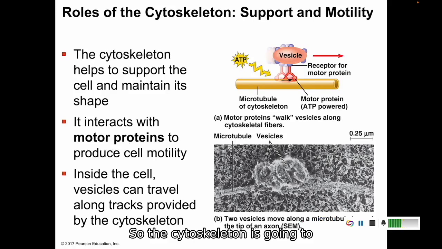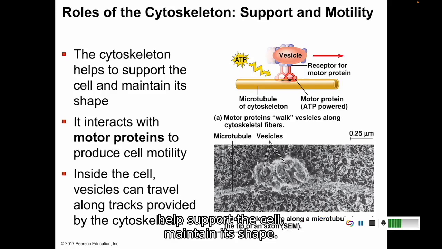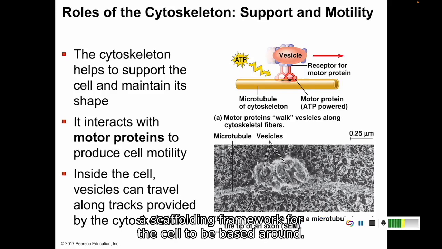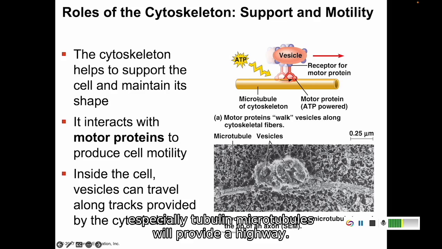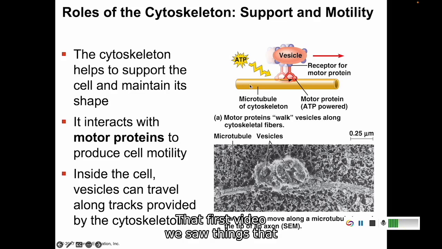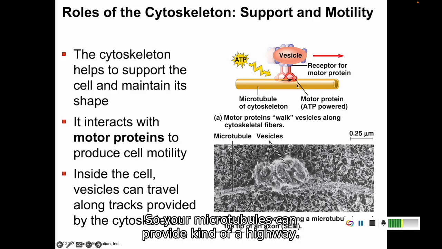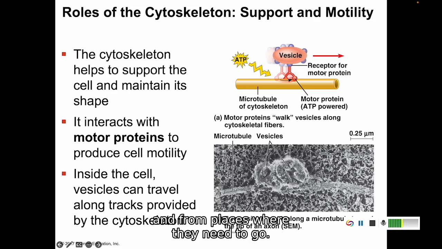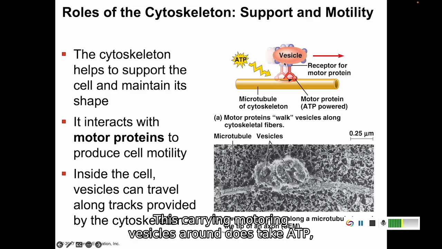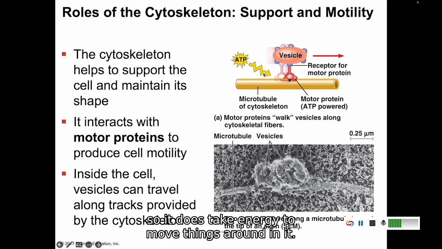Okay, so the cytoskeleton is going to help support the cell and maintain its shape. Especially things like actin will give a scaffolding framework for the cell to be based around. Your cytoskeleton, especially tubulin and microtubules, will provide a highway. In that first video we saw the fish melanin moving around. So your microtubules can provide a highway to allow motor proteins to carry vesicles to and from places where they need to go. This carrying of vesicles does take ATP, so it takes energy to move things around.